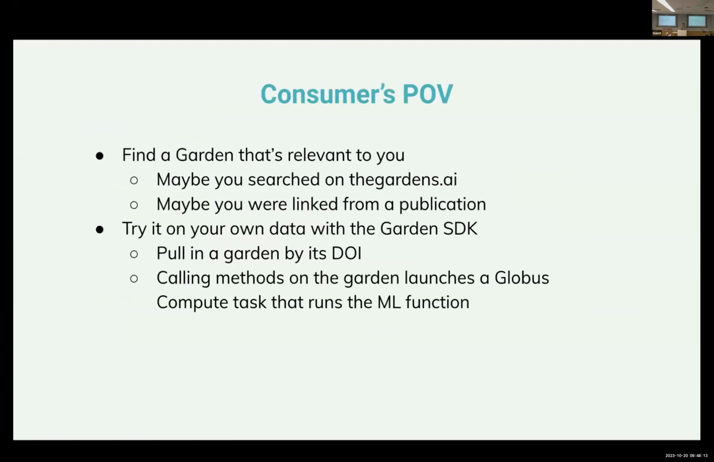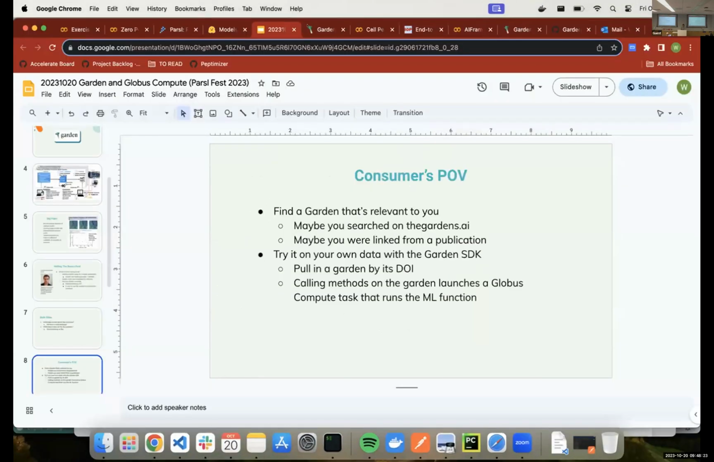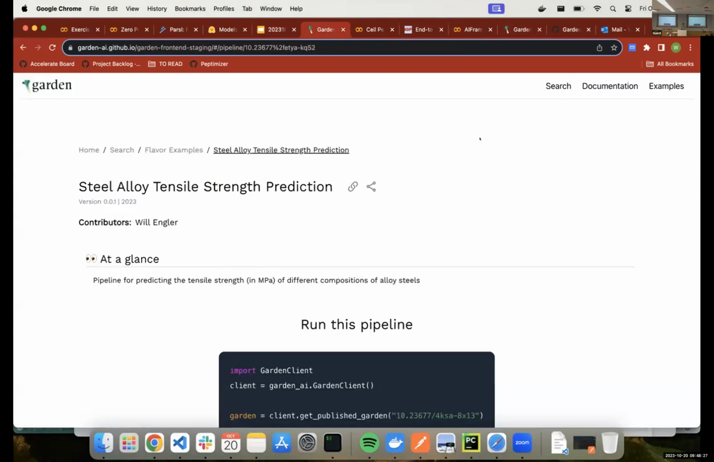There's consumer and producer. We're going to look at consumer first. On the consumer side, you want to find a Garden that's relevant for you. And what does that look like? Go to thegardens.ai and you search.